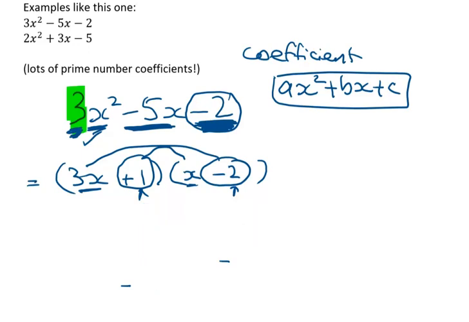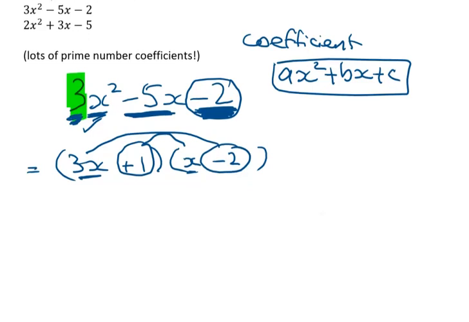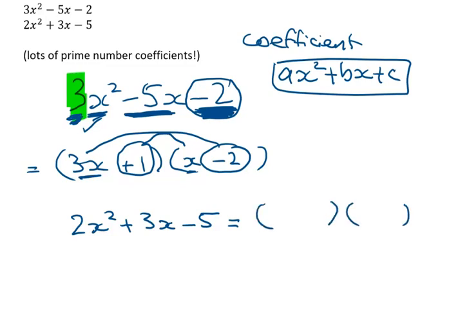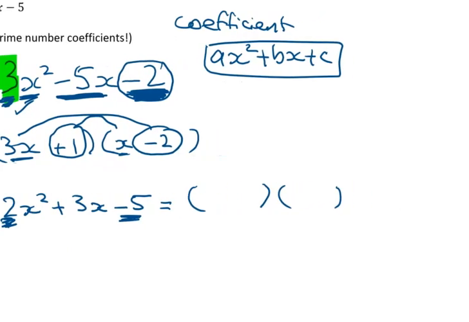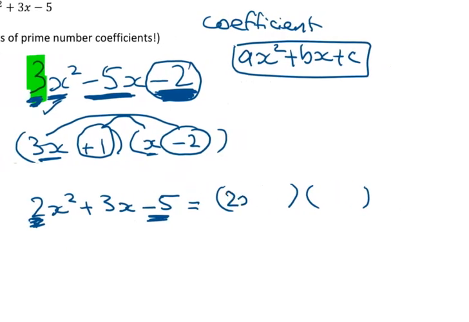Let's look at the second example. All right, so we have 2x squared plus 3x minus 5. We know that this is a nice prime number, and so is this, so we're not going to have too many choices. That means we've got to have 2x here and x here, and now I'm looking at combos that are going to work for timesing to give me -5.